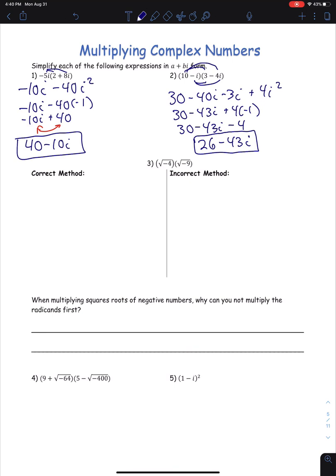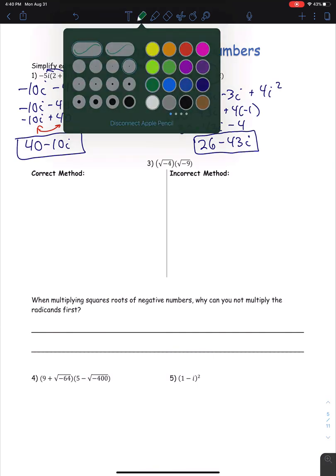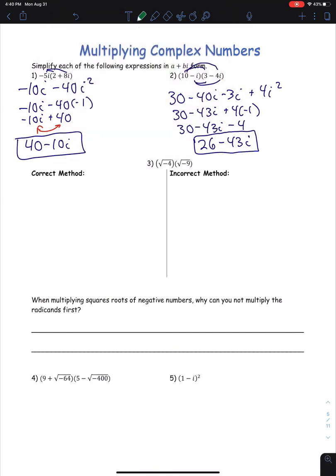So number 3, I want to show you the correct method, and then I want to show you the incorrect method, and I want to know why I need to do the correct method. So first off, the correct method. We first need to simplify radical negative 4 and radical negative 9. Put them as their imaginary numbers.